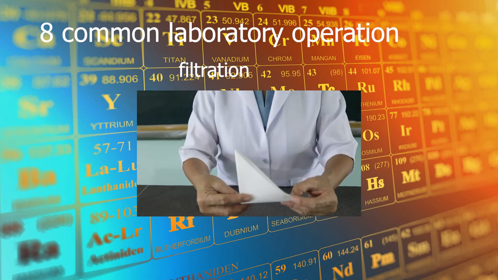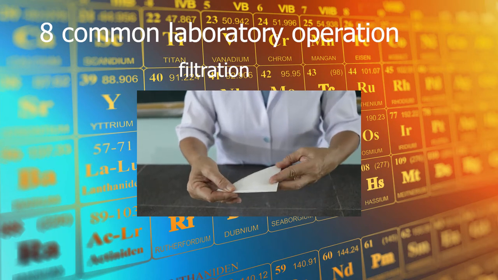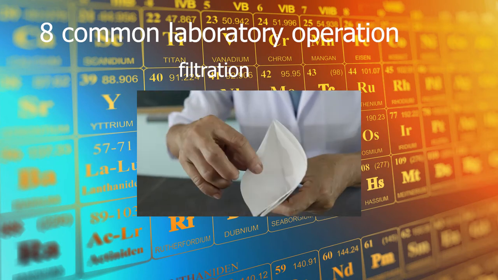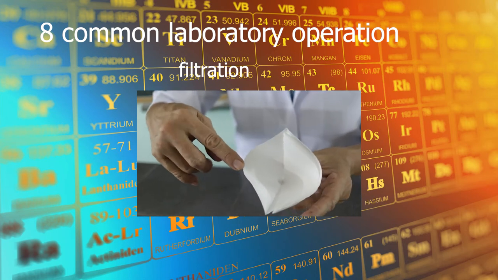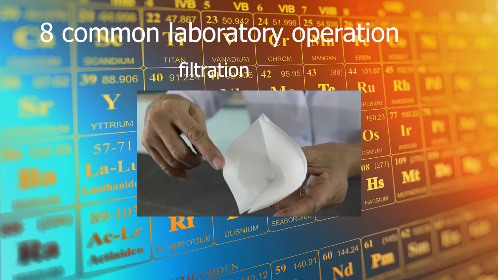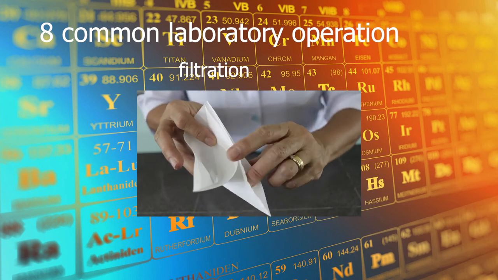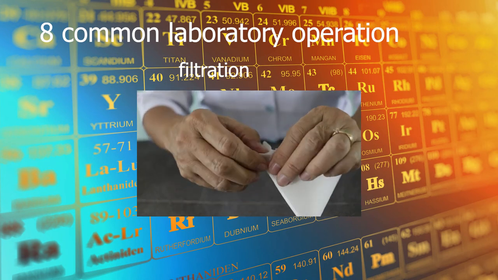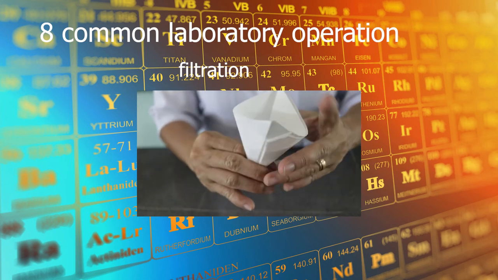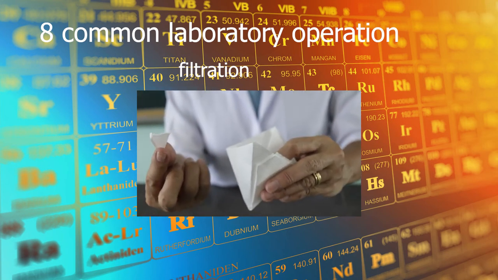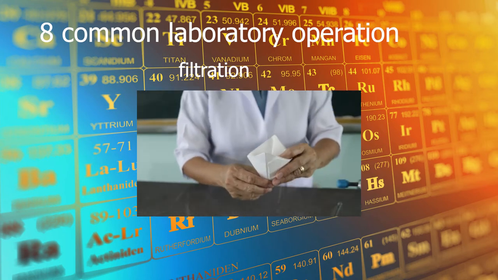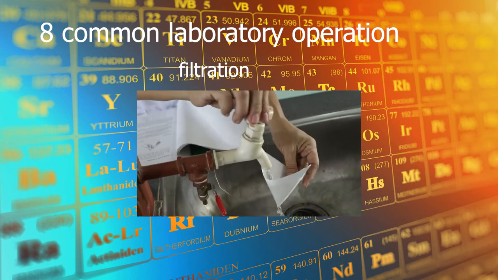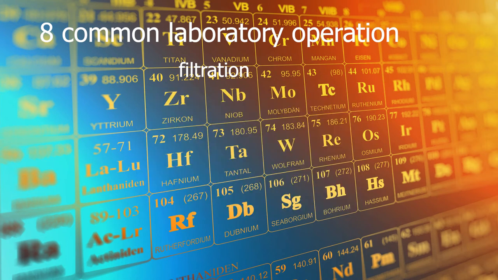Then fold it again diagonally, and on the part which, when you open it, has three sheets, cut a little on that side or corner of the filter paper. This is to prevent the filter paper from protruding outside the funnel. The correct size of the filter paper to be used must always be smaller than the funnel. And before you use that filter paper for filtration, you wet or moisten it first with water.